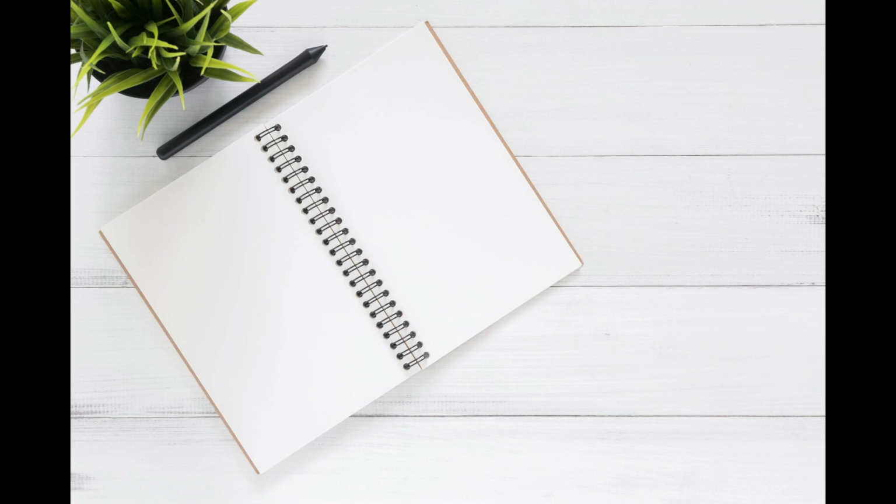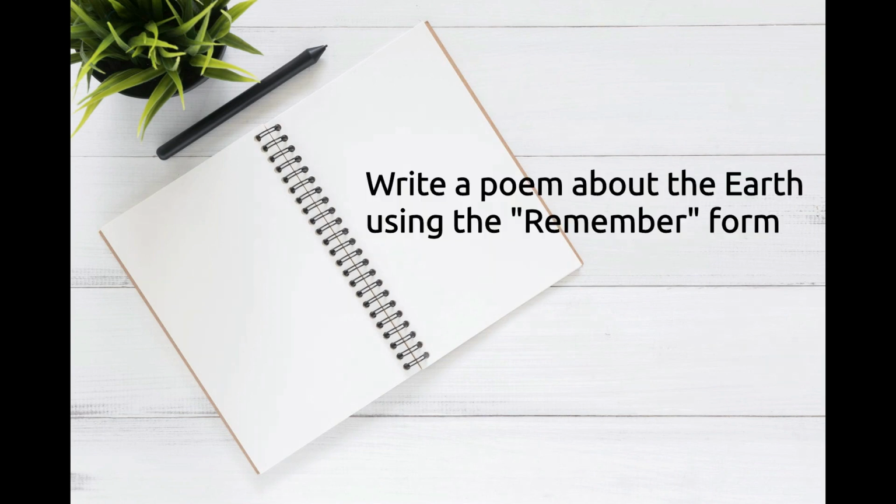For this exercise, we're going to write a poem about the Earth, using the same form as Joy has used here in her poem. So each sentence will start with remember. What would you like people to remember about our planet and the plants and animals who live here? Pause the video to write your remember poem now.